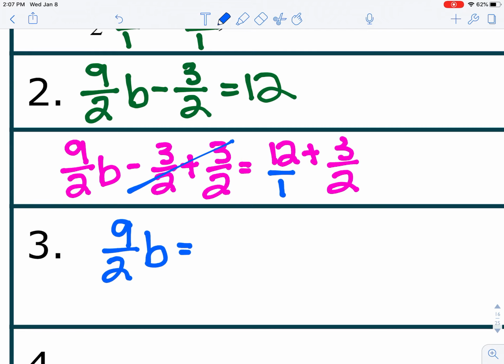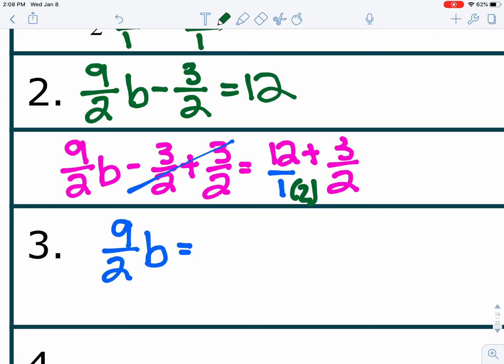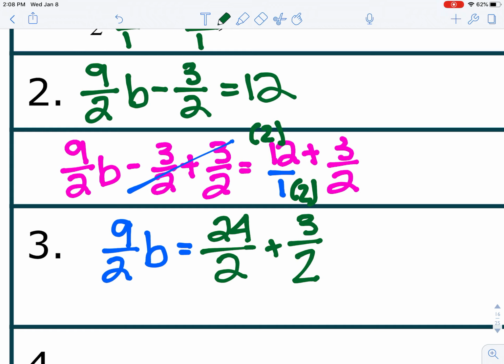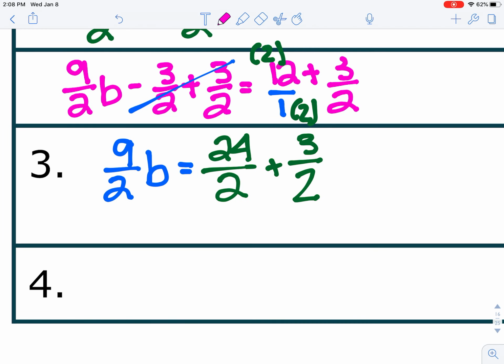So in order to make that 1 a 2, I would have to multiply it by 2. And if I do multiplication to the bottom, I also have to multiply the top. So 12 times 2 gives me 24 over 2 plus 3 over 2. If I add those together, 24 plus 3 gives me 27 over 2. So I have 9 halves b equals 27 over 2.